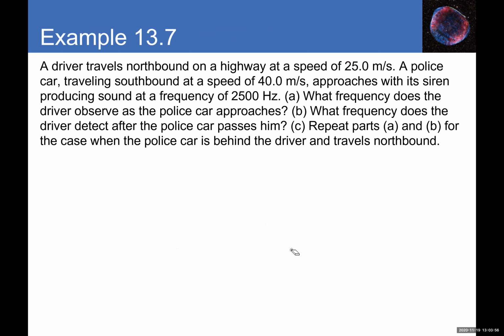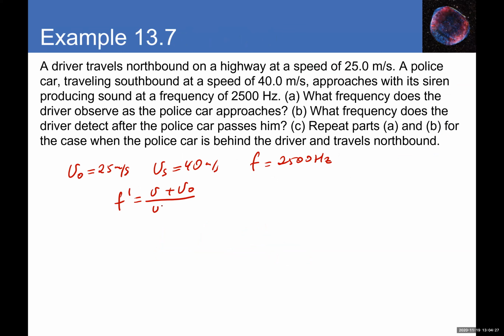All right, so then what we do here is this. We are given the speed of the observer as 25 meters per second, and then the speed of the source, because the source is the siren of the police car, is 40 meters per second. And the original frequency is 2500 hertz. Now, because both of them are moving, we use the more general equation: F prime equals (V plus VO) over (V minus VS) times the original frequency.